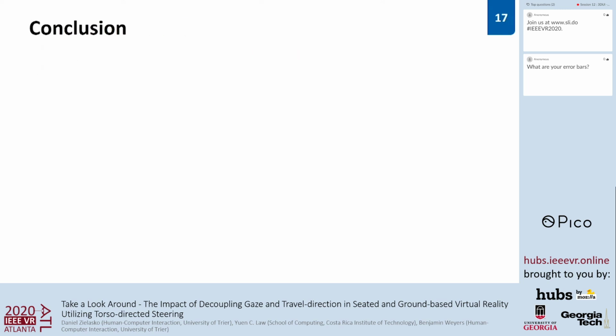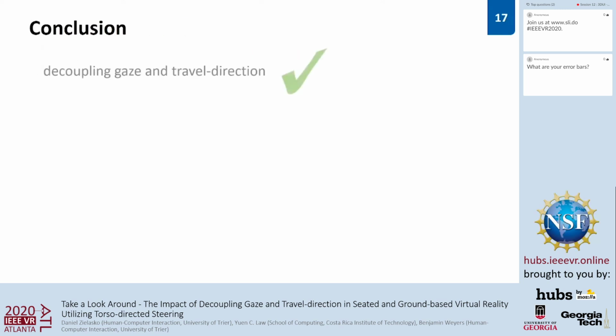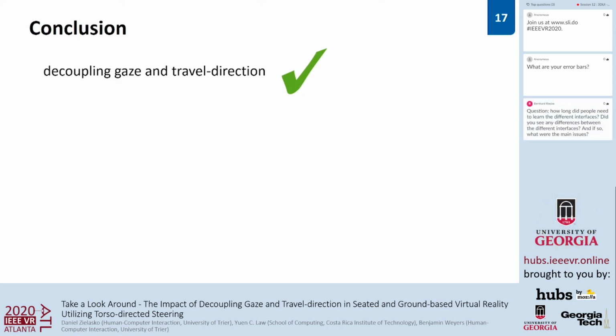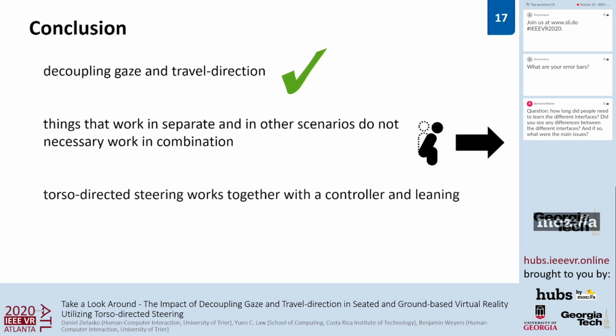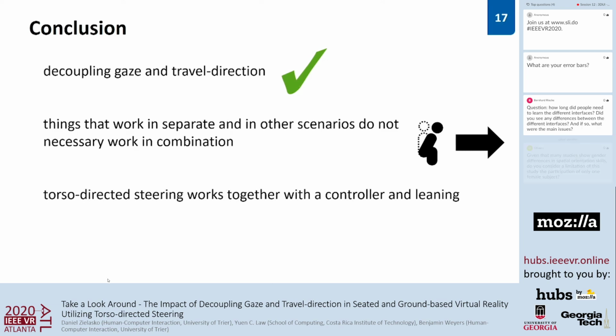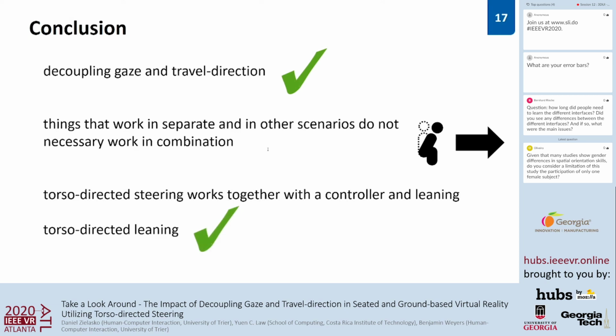So let's finally sum up what we found. First, yes, the ability of freely looking around in VR, next to being more realistic, can also be helpful. Second, things that work separately and in other scenarios do not necessarily work in combination. The best example is pointer-directed leaning. Torso-directed steering works together with a controller and leaning. Together with leaning, it forms up a nice package that feels good.